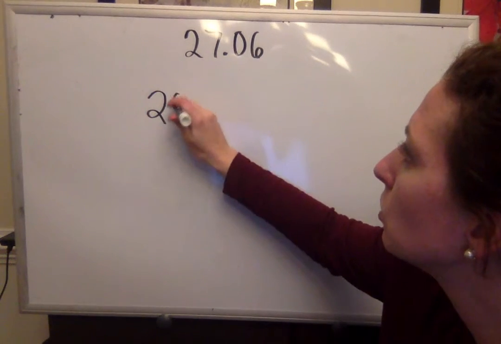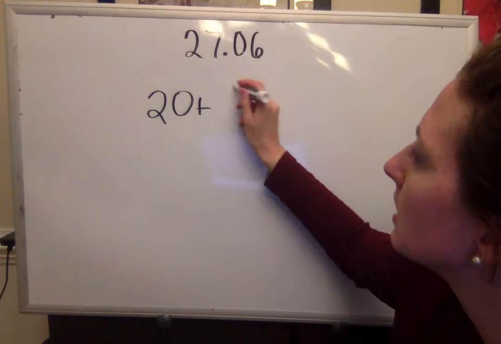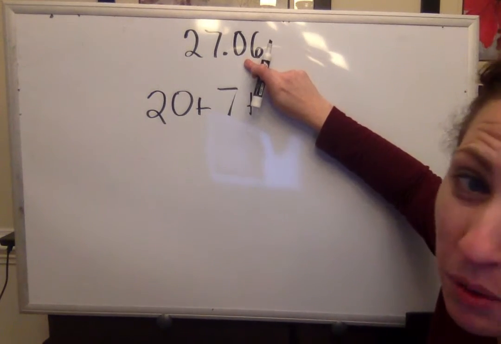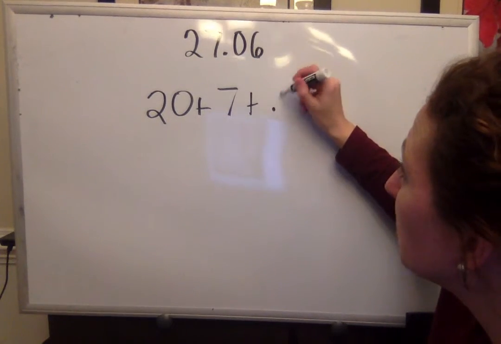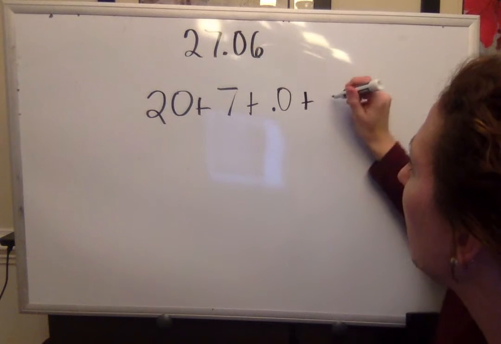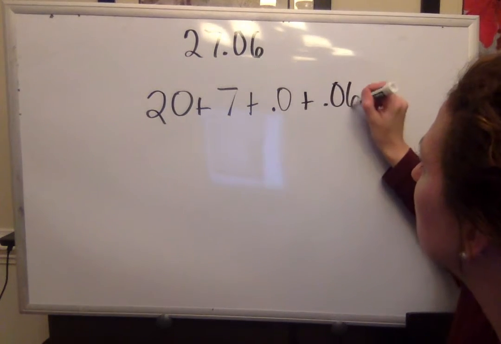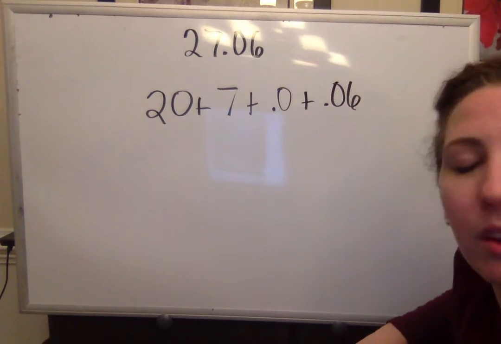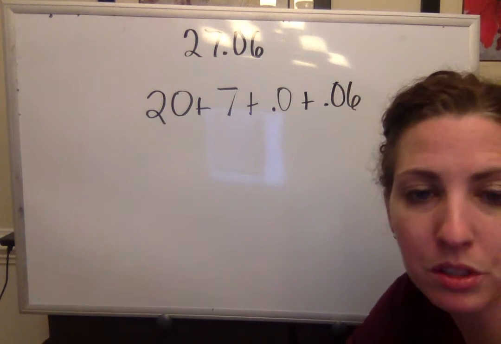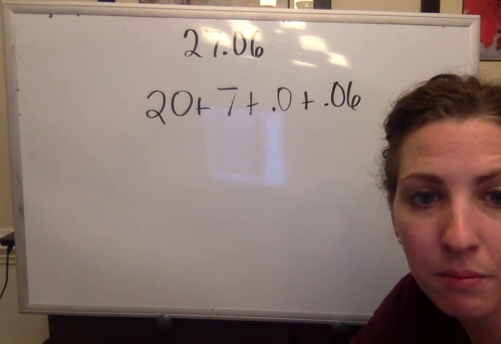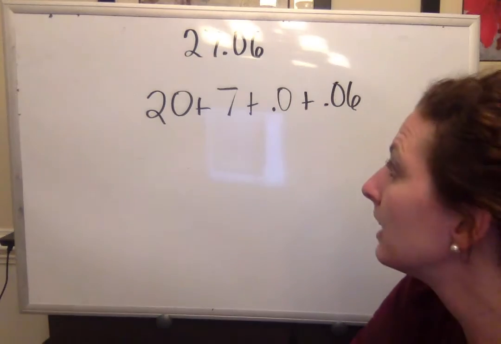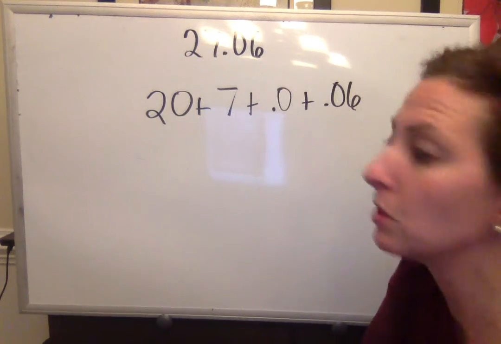So I've got 20 tens, 7 ones. I don't have any tenths, so I'm not even going to put anything. If you wanted to put 0.0, I mean, you can, but you really don't have to. Okay? And then 0.06. All right. So there's that. That's your expanded form for decimals. We covered this in Unit 4. It should be a little refresher for you. And we're going to talk about comparing decimals now.